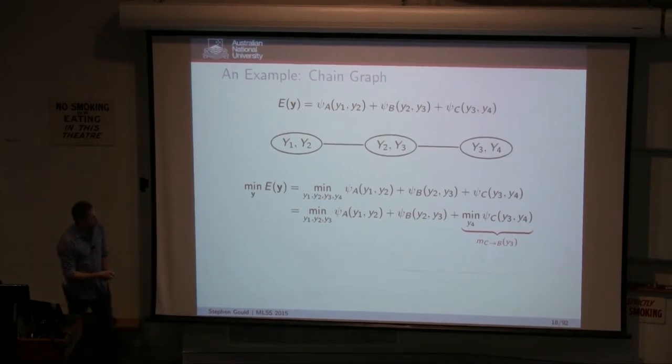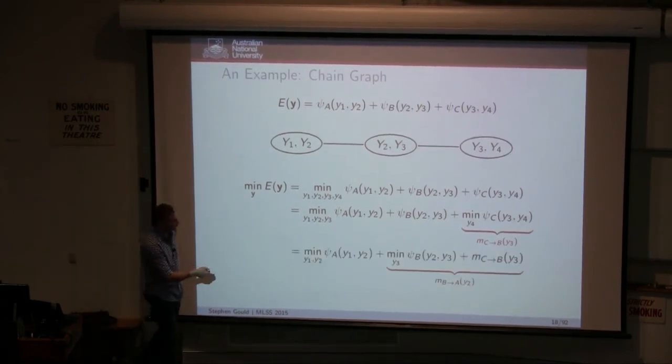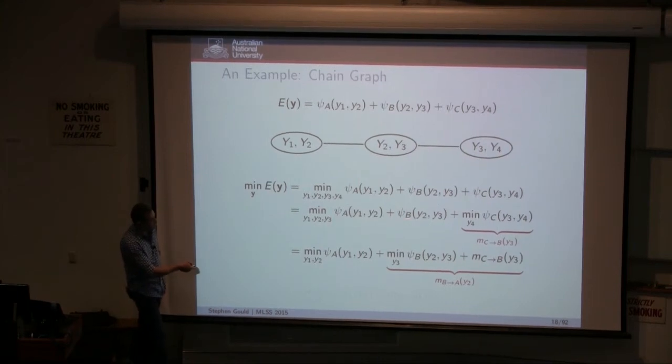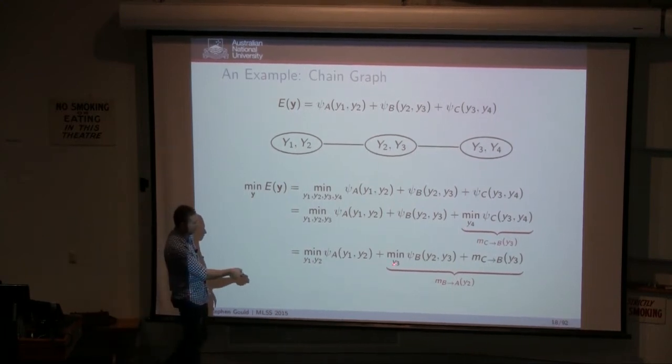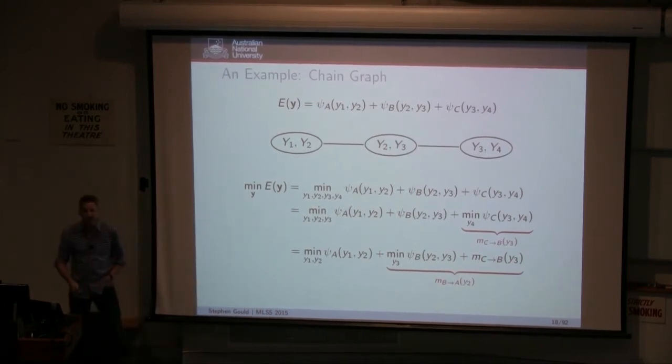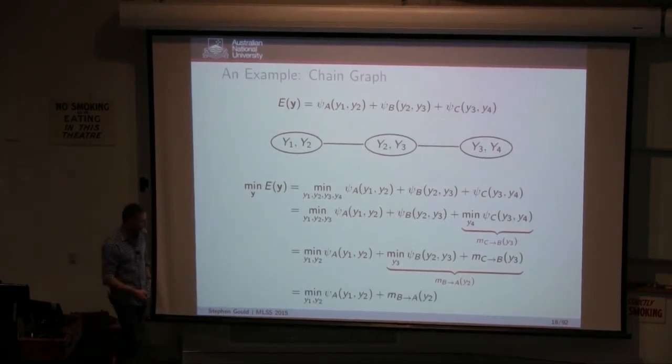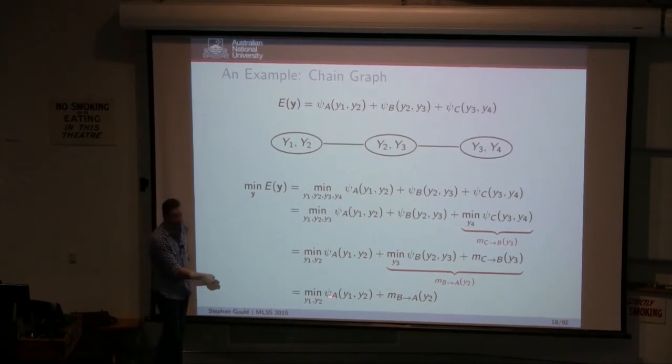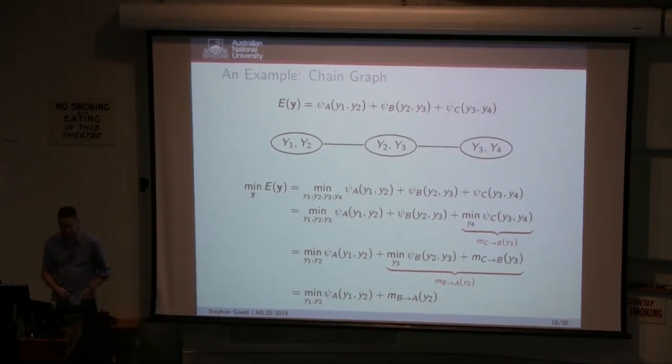Now I can just repeat this procedure. So again, Y3 only appears in this clique here and this message, and so I can push that minimization past the first term to only take into account the second term. And I do the same thing. I minimize over Y3 for each value of Y2, and I end up with a message from B to A, which is defined over Y2. And then finally, I just have to minimize over Y1 and Y2. Any questions?